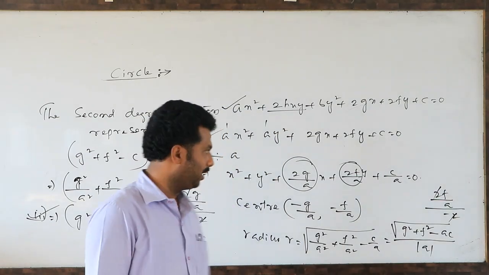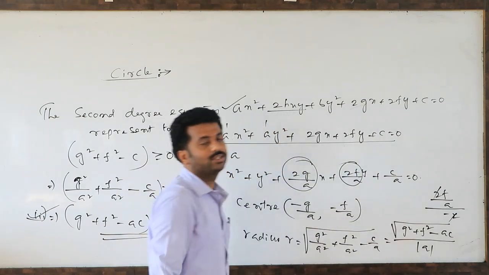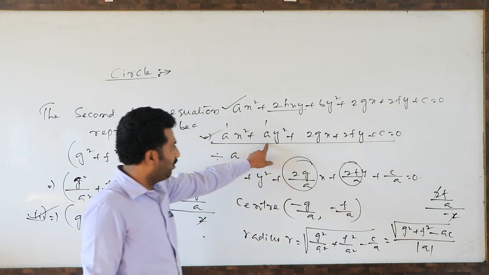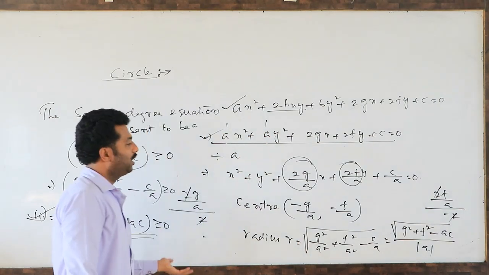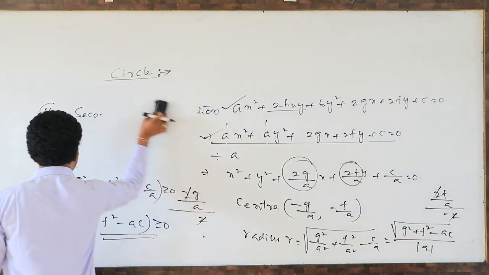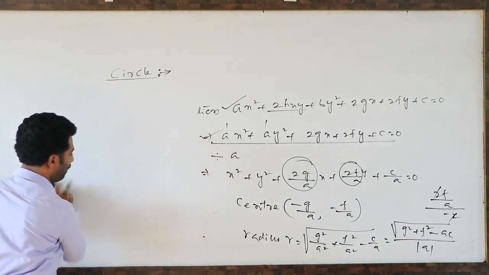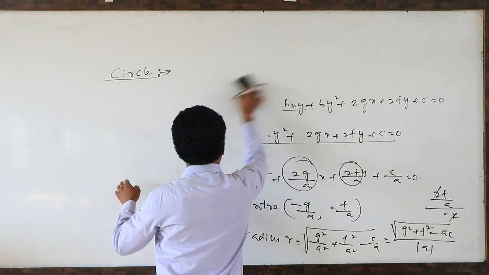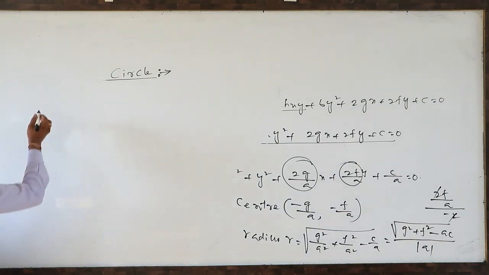So modulus of a. You remember, from the entrance point of view, CET level, they will ask these types of questions: ax square plus ay square plus 2gx plus 2fy plus c equal to 0, then the center of the circle or radius of the circle. So you have to answer like this. One simple example I will give. Find the center and radius.